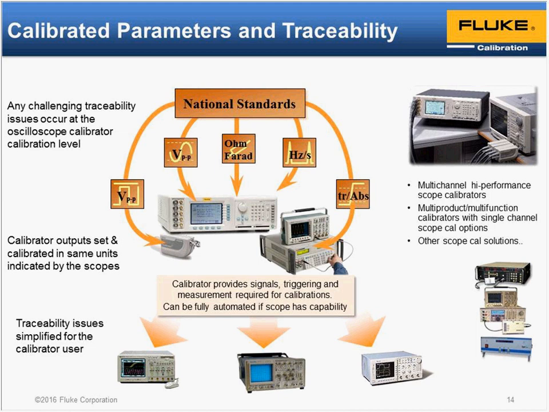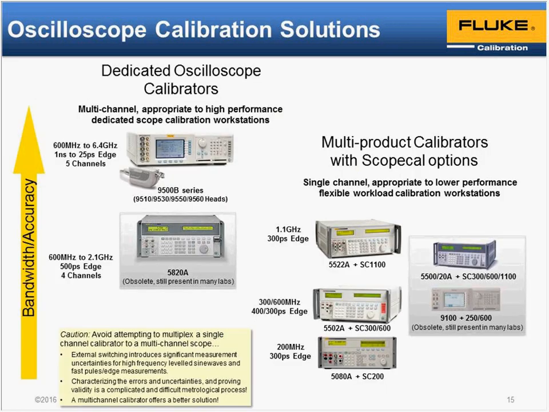There are a number of different solutions available: the high performance oscilloscope calibrators, and some simpler solutions that have some benefits in terms of flexibility. So on this slide here, I'm showing that in a bit more detail, where on the left-hand side you have the dedicated oscilloscope calibrators, which are more appropriate to the higher performance oscilloscopes and the higher frequency oscilloscopes. And on the right-hand side, we have the multi-product or multi-function calibrators that also have scope calibration options, which give us scope calibration capability alongside some other workload coverage.